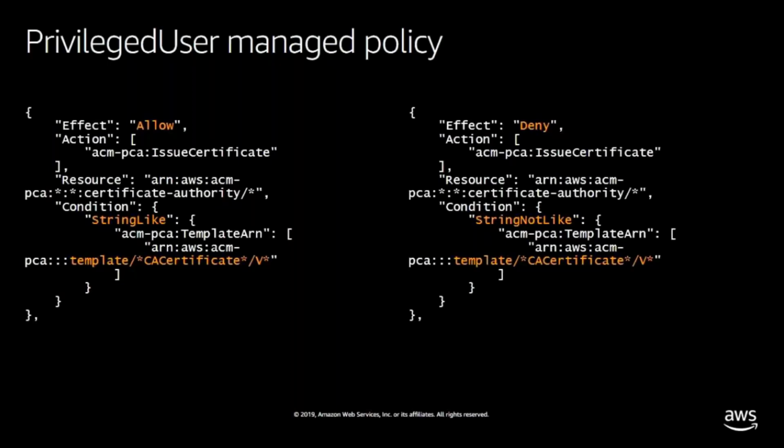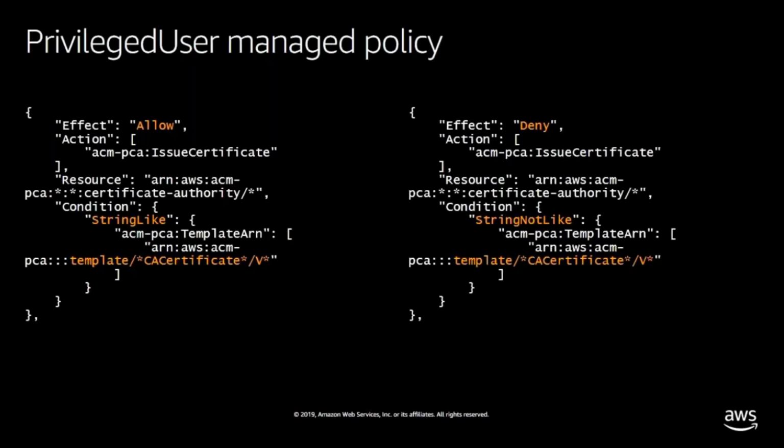So what this says is, unless this template is a CA template, then deny the issuance. And together these basically say strictly this privileged user can only issue CA certificates and cannot issue end entity certificates. So this is a way to really lock down what this privileged user can do, prevent them from issuing end entity certificates, and only allow them to issue CA certificates like subordinates and root certificates.